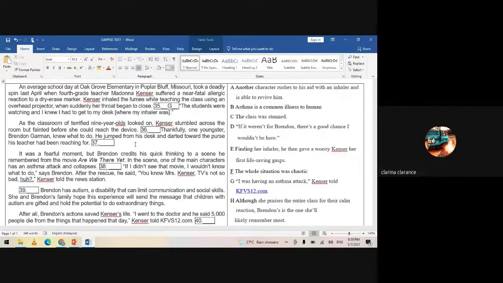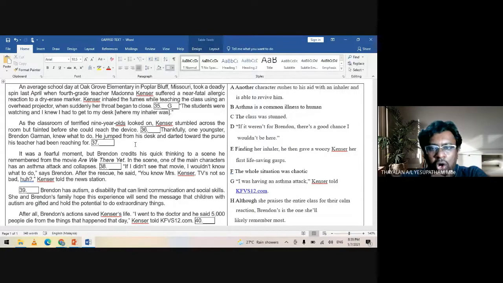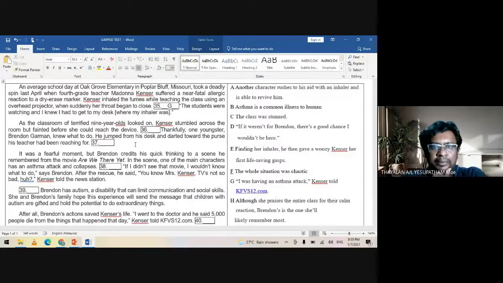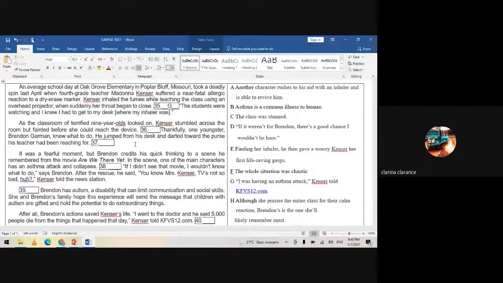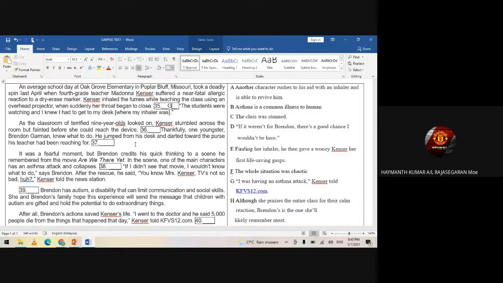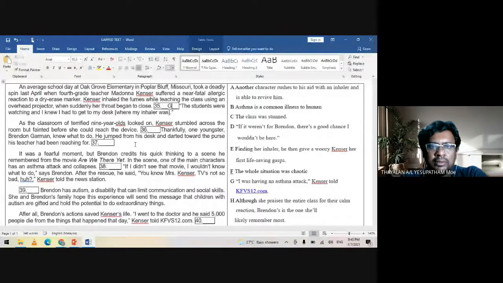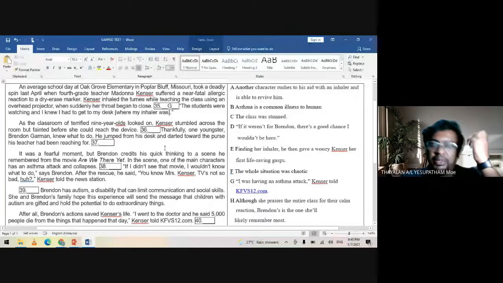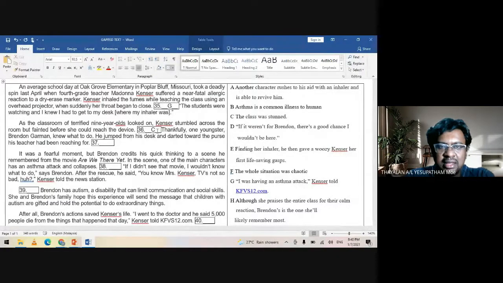Is it C or F? E or H? No, it's not E. H is definitely not. The right option here would be either C or F. Now, C and F could both be relevant, so we'll just put here C or F.